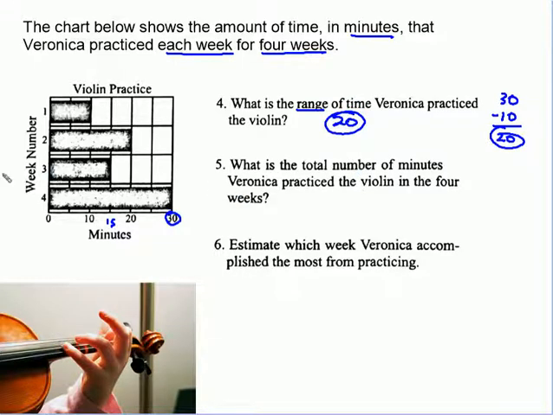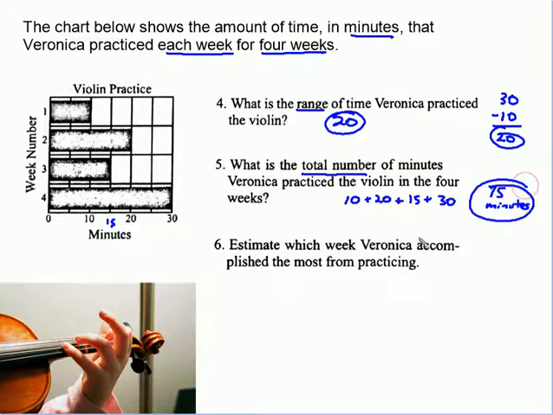Next question, what is the total number of minutes that Veronica practiced the violin in the 4 weeks? Well, we know that she practiced 10 minutes in week 1, and we know that she practiced 20 minutes in week 2, so we'll add that to it. We notice she practiced 15 minutes in week 3 and 30 minutes in week 4. That should be a 30 there. I typed that in wrong. So the total number of minutes she practiced the violin in all 4 weeks is 10 plus 20 is 30, plus another 30 here is 60, and then plus 15 is 75. So a total of 75 minutes that she practiced.